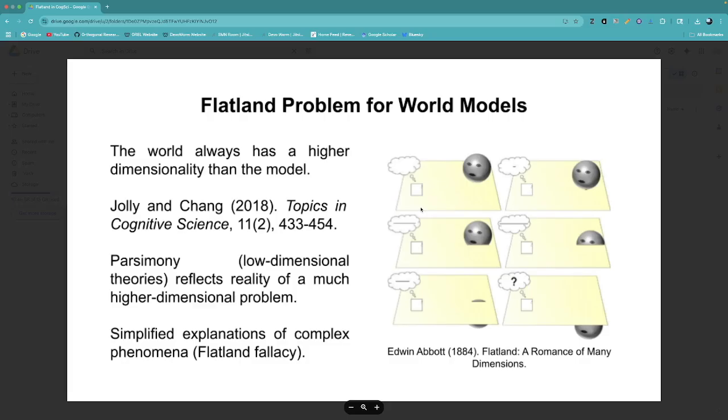Similarly, we can have simplified explanations of complex phenomena. We call that the Flatland fallacy, where we assume that the simplest explanation is the best, but sometimes we're just fooling ourselves as we inhabit this flatland.